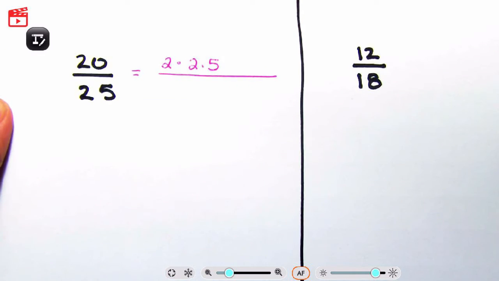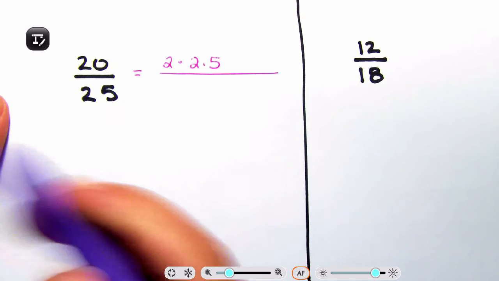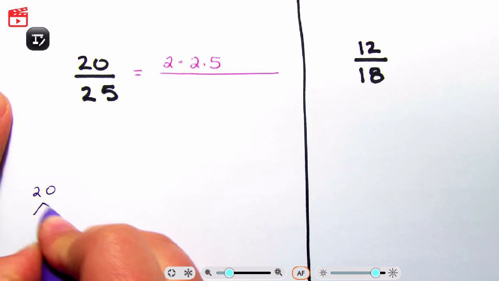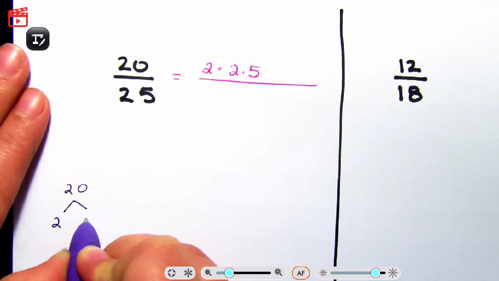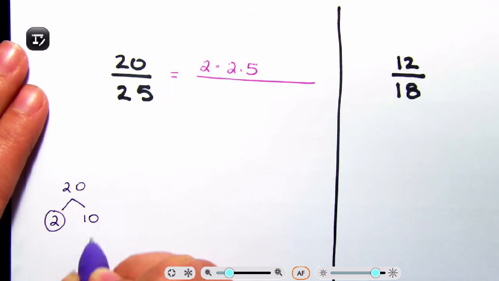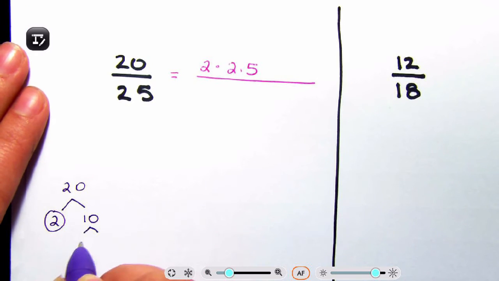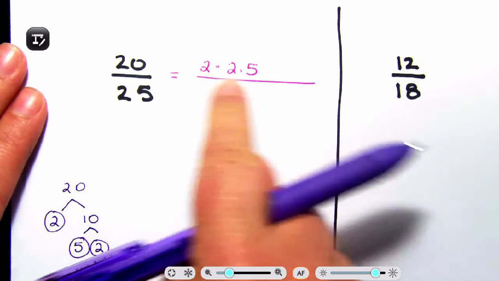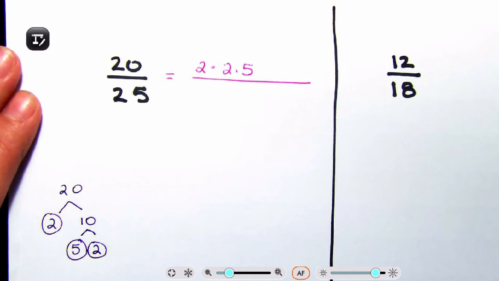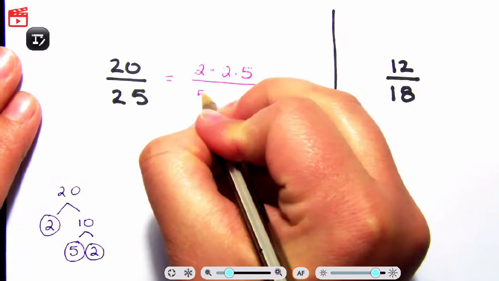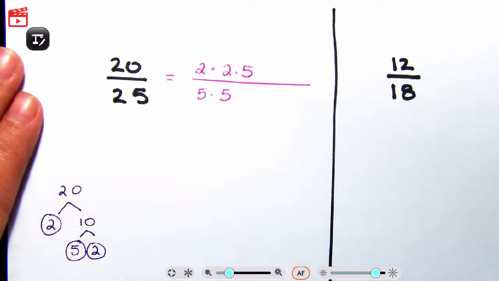2 and 5 are prime. If you didn't see that, that's fine. I did that in my head. This is what I did in my head. I did 2 times 10. 2 is prime. 10 is not prime. I continue. 5 times 2 is 10. 2 is prime. 5 is prime. And this is my factors. 25 I know is 5 times 5. 5 is prime. 5 is prime.